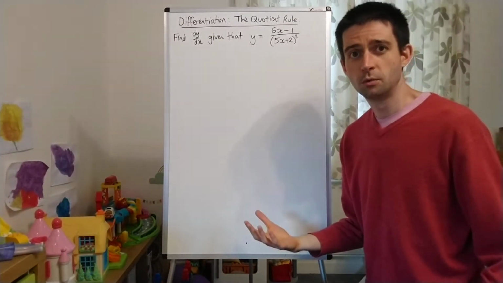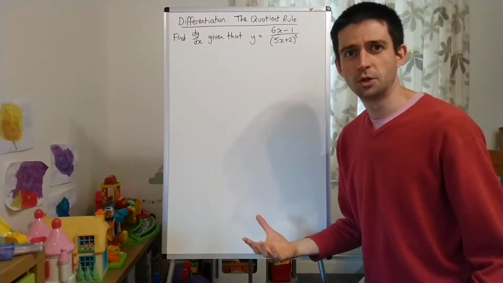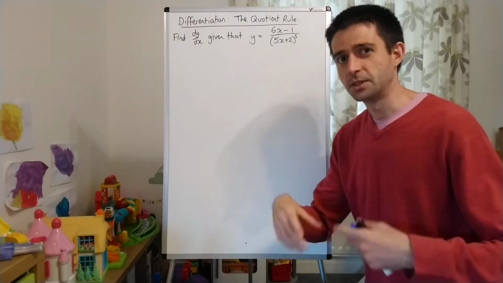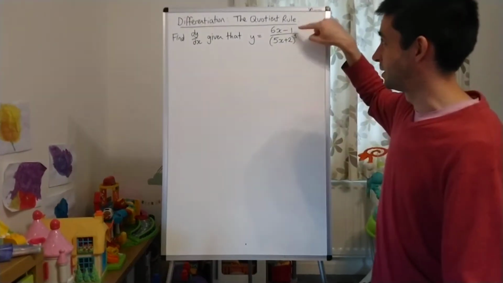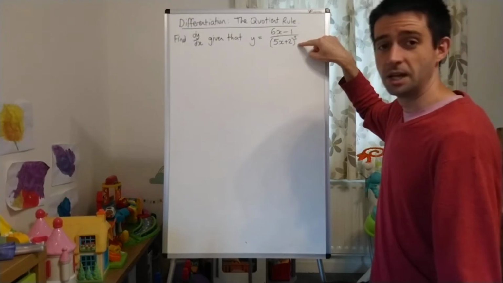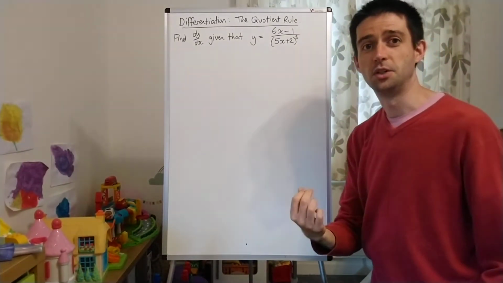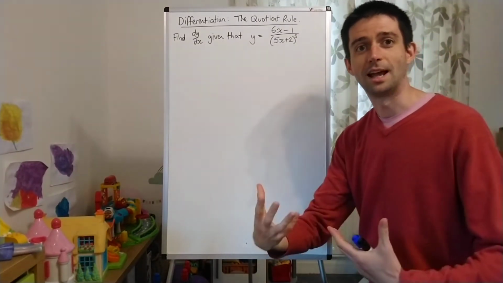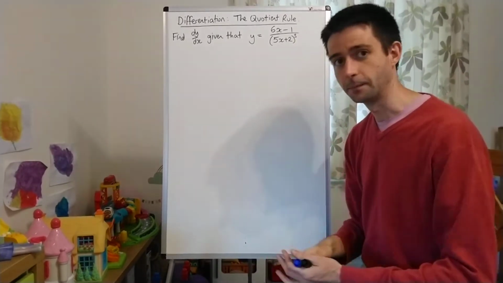How do we know it's the quotient rule? Because we're watching a video called the quotient rule, Mr. Southern. No, let's think about this. It's because we have a function of x divided by another function of x, and that's how we know to use the quotient rule. So that language of maths, quotient and dividing.